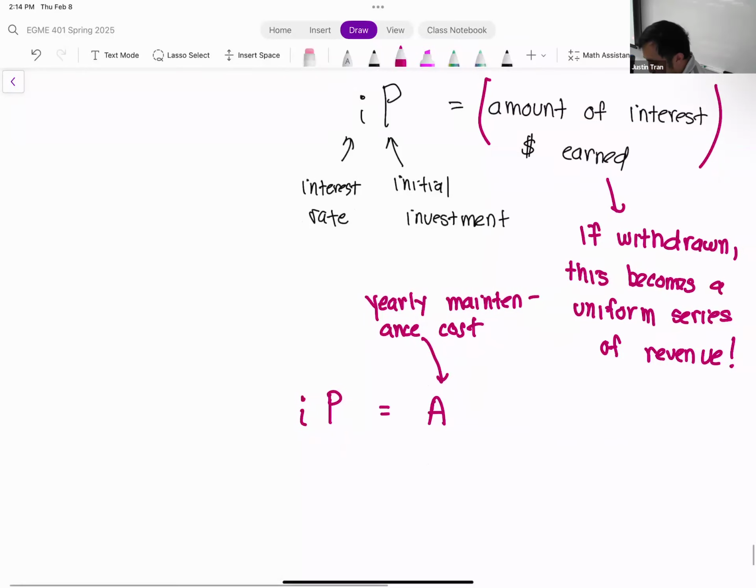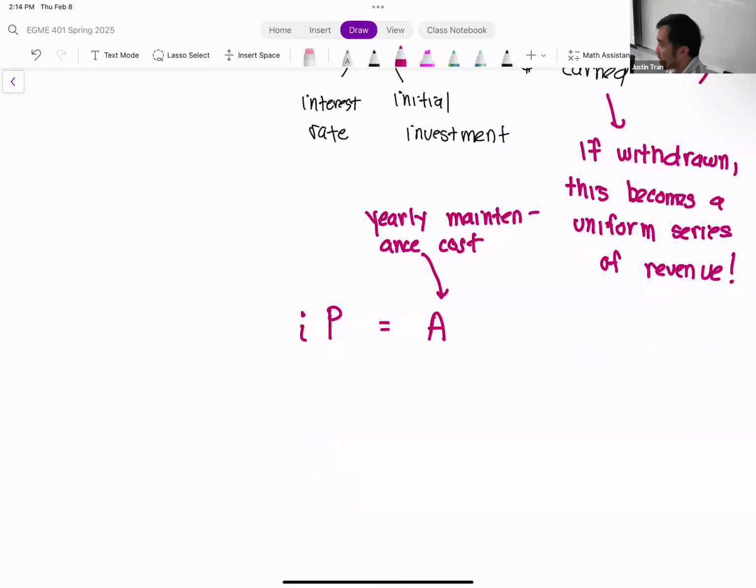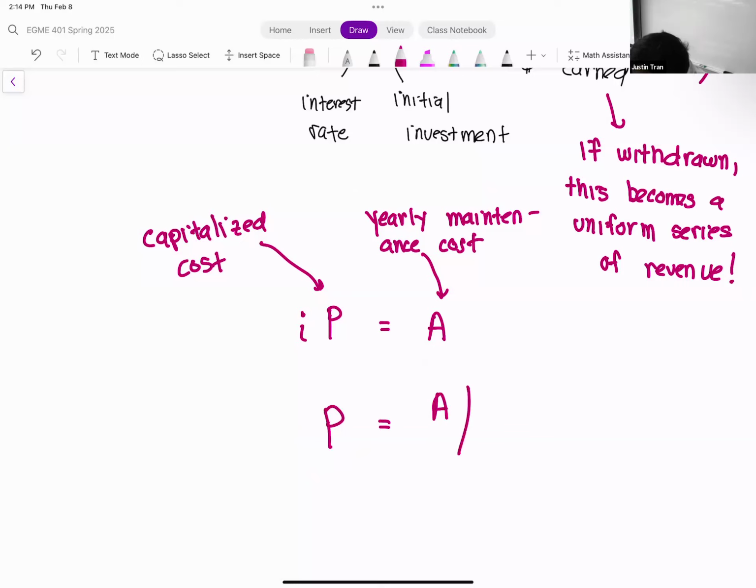And oftentimes, we know what that maintenance cost is. That's just how much it costs to maintain your project. What we're interested in is actually computing P, where now this P takes the form of the capitalized cost. All we have to do is divide both sides by I. So the capitalized cost P is equal to the yearly maintenance costs divided by I.